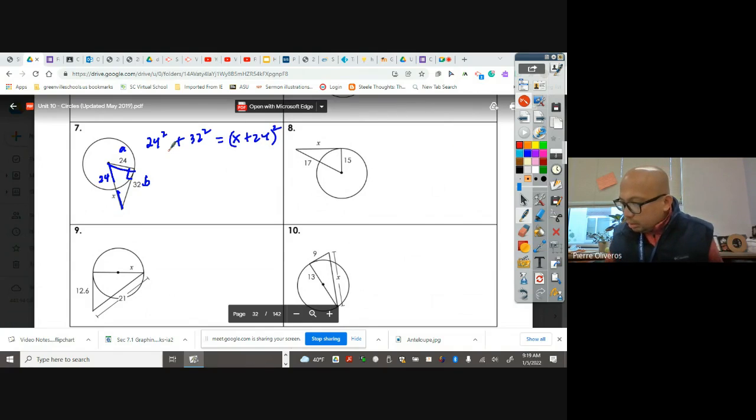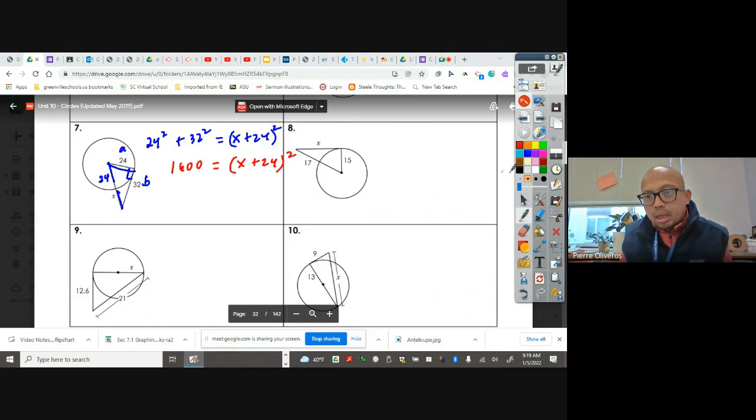24 squared plus 32 squared is going to be 1600, is equal to x plus 24 squared. In this case here, I will not FOIL it. Sometimes we can FOIL this. We can FOIL it, but there's an easier way. What's an easier way? You can take the square root of this and square of that one. This will cancel it out. Again, let me repeat. You can FOIL it if you would like to. You will have a different approach, but you will end up with the same answer.